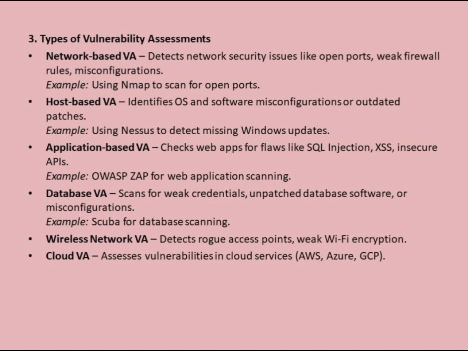6. Cloud vulnerability assessment. With more businesses moving to the cloud, this assessment ensures cloud environments, AWS, Azure, GCP, are secure. It checks for misconfigured storage buckets, exposed services, weak authentication, and lack of encryption. Example, a company using AWS S3 may accidentally make its storage bucket public, allowing anyone to access confidential files. Cloud VA tools help identify and fix such misconfigurations.